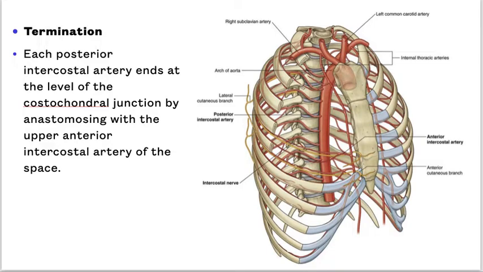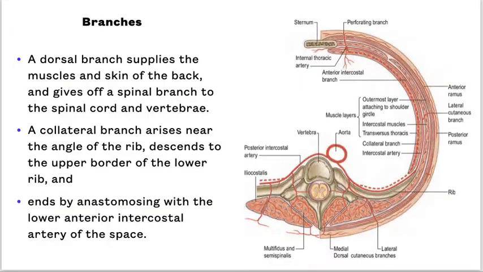Termination. Each posterior intercostal artery ends at the level of the costochondral junction, anastomosing with the upper anterior intercostal artery of the space.